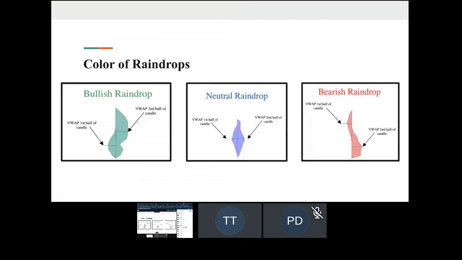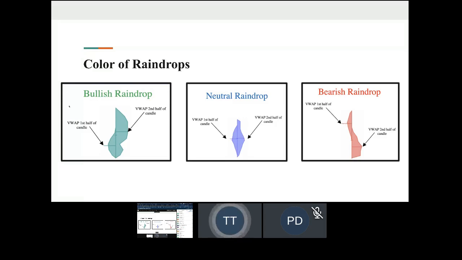Quickly over to the different types of raindrops. You've got your bullish raindrop, which is what we just went over. The VWAP for the second half of the period is higher than the first. You've got a neutral raindrop or a raindrop doji, where the first half VWAP and the second half VWAP equal each other. And you've got this blue, or purple, some people call it purple, depends on how you're seeing that. But it's what we call a true volume doji. It doesn't take into account the open and close. It's really taking into account the equilibrium price for the first and the second half of the period.